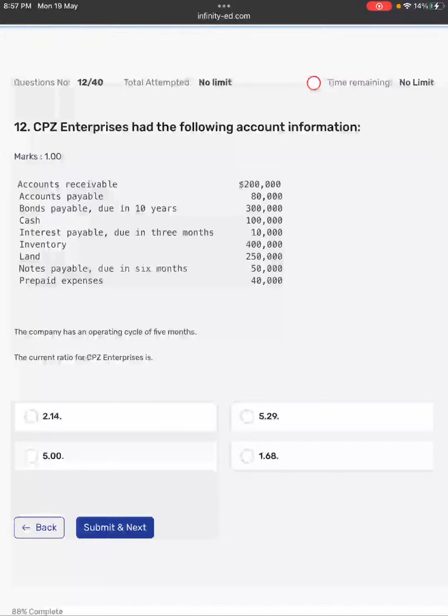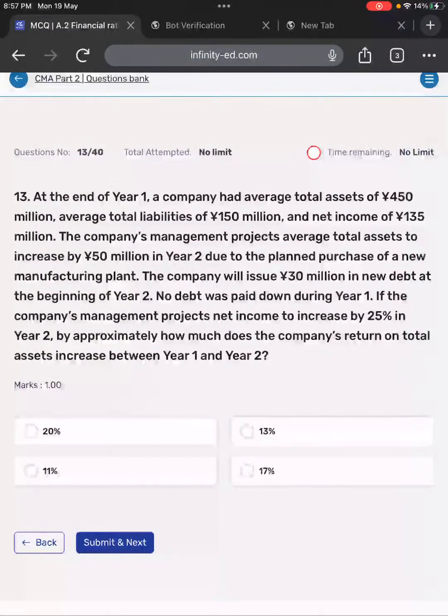It comes to 5.28. Is there 5.285? 5.28, 5.29 is there. This is a round figure. And now question number 13.